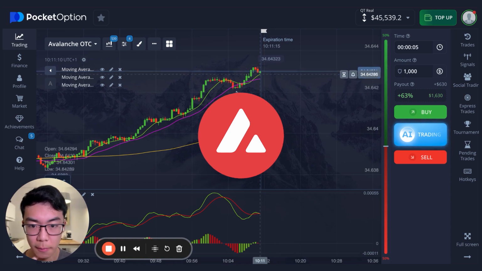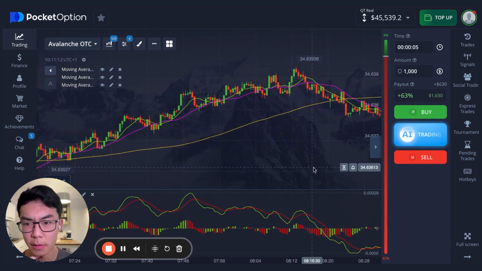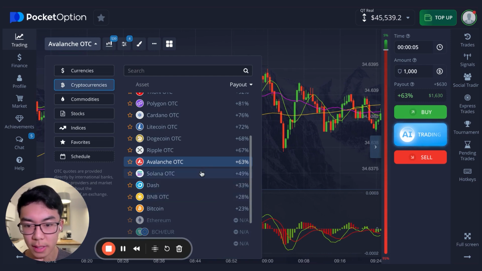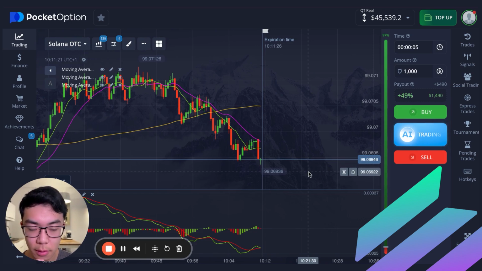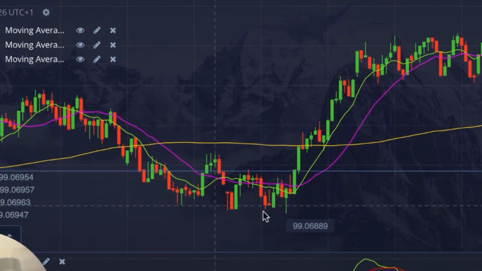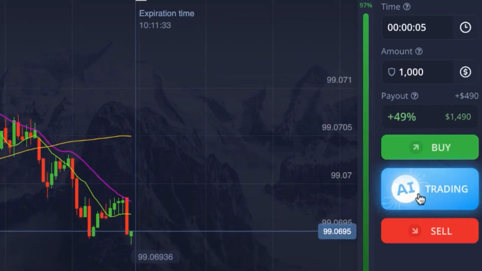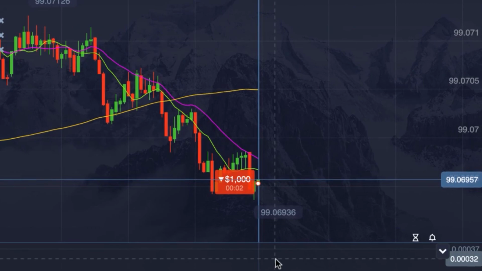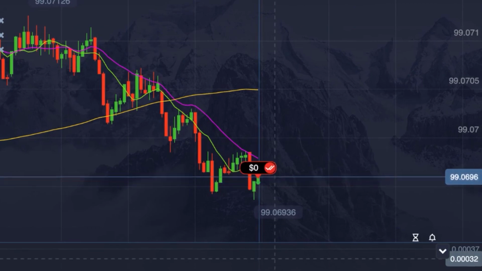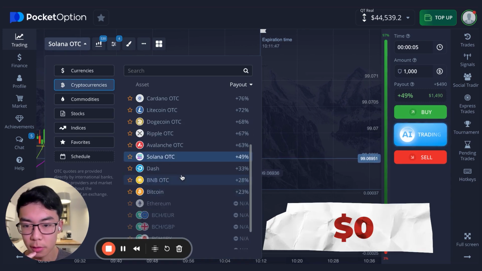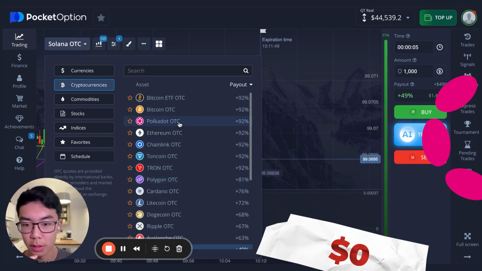Avalanche. Okay, let's see here. It's at all-time high, I believe, so it's a little bit risky. Can't really see any support resistance levels to leverage momentum. Let's go to Solana. Solana, let's see here what's happening. So it'll likely go down to around this level right here. So for this reason, I'm going to be selling. Okay, so nothing too big right here. Didn't profit too much. Let's go back to actually Polkadot.